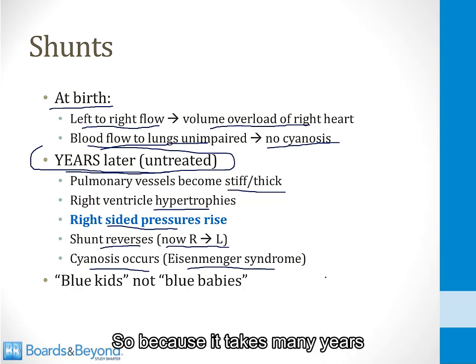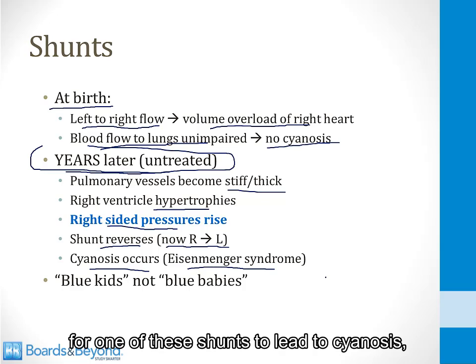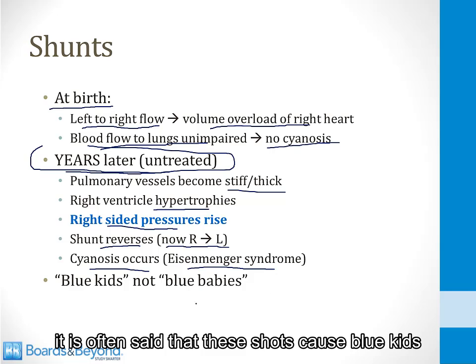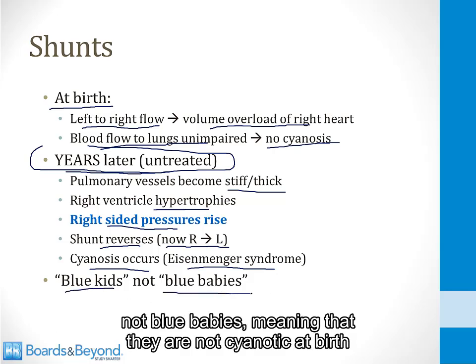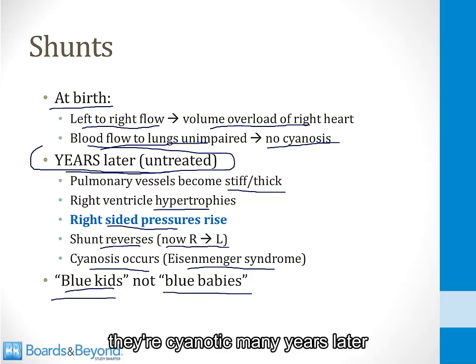So because it takes many years for one of these shunts to lead to cyanosis, it is often said that these shunts cause blue kids, not blue babies, meaning that they are not cyanotic at birth, they are cyanotic many years later if the shunt goes untreated.